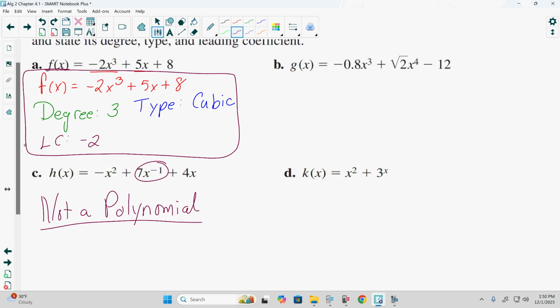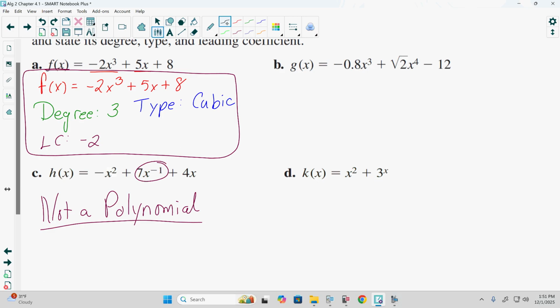Let's look at B. G of x equals negative 0.8x to the third plus the square root of 2 times x to the fourth minus 12. So let's look through our different things for it to be a polynomial function. Do we have any negative exponents attached to variables? No. Do we have any exponents attached to variables that are fractions? Well, no. Do we have any variables in an exponent? Well, no.